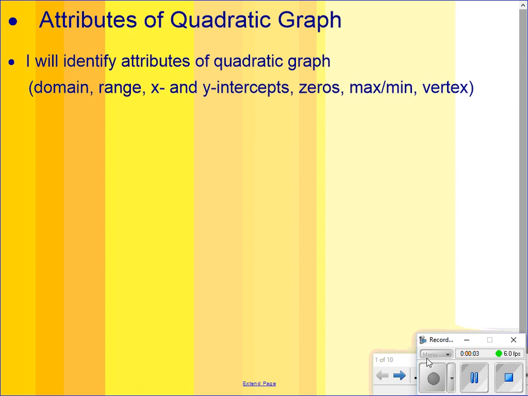In this lesson, we're going to be talking about the attributes of a quadratic graph. By the end of this video, you should be able to identify attributes of a quadratic graph, including domain and range, x and y intercepts, zeros, maximum and minimum, and the vertex.